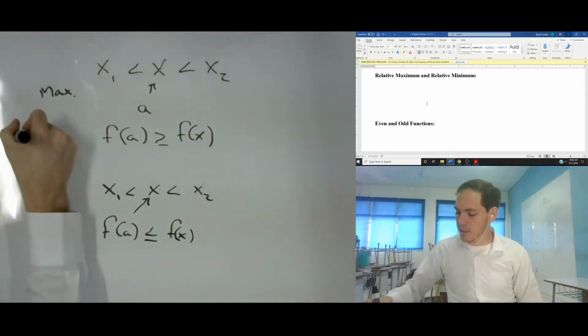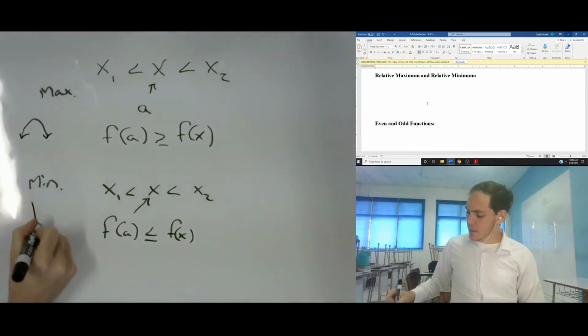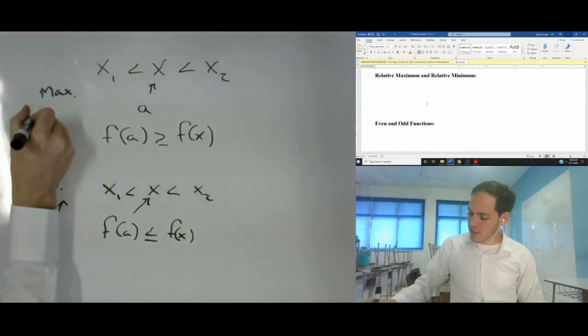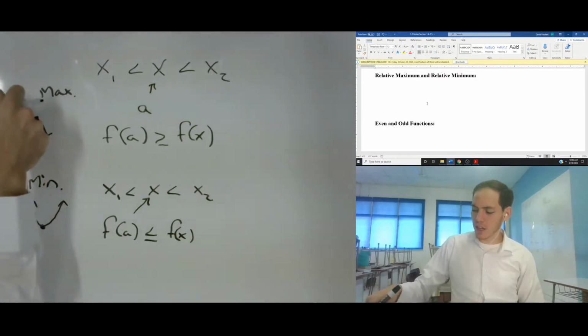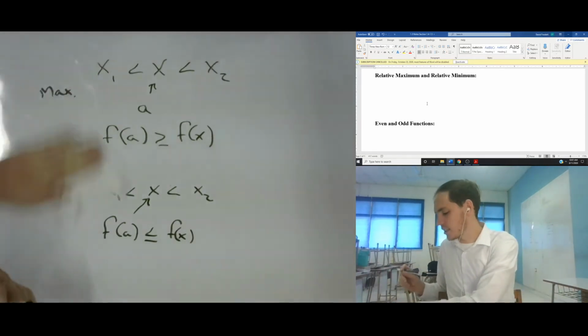So if you think maximum, think it looks something like this, and think minimum, it looks something like this. Okay, so this point right here, and this point right there. Maximum will be on top, minimum on bottom. Okay, let's continue to move forward.